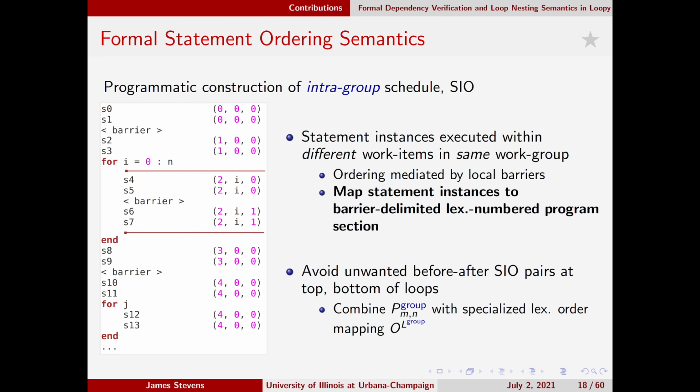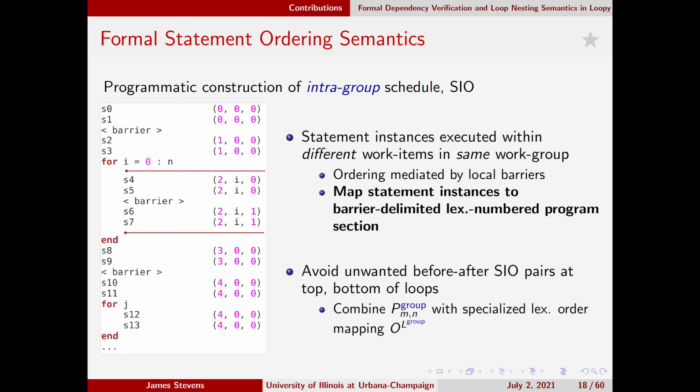Then we hit a barrier inside the loop. We increment the third lex dimension from 0 to 1. And then we leave the loop, and we increment the first dimension from 2 to 3. Also notice at the bottom, when we find a loop without any barriers inside it, we map statements 12 and 13 to the same point in lex space as 10 and 11 because there isn't any barrier, so we don't want to impose an order.